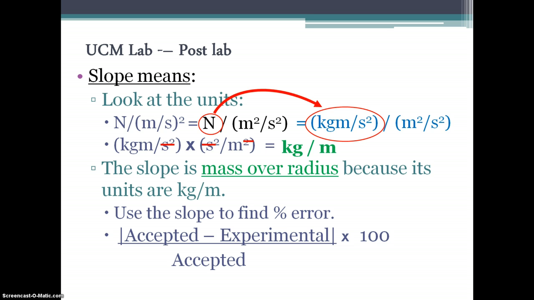So you're going to take the accepted, which is what you measured to be your mass and your radius. So take the mass that you used divided by the radius that you measured, and that'll be your accepted value. So take that minus your experimental, that's the value of your slope, divided by your accepted again, your own mass versus radius. So do that, absolute value times 100, and that will be your percent error for this lab.